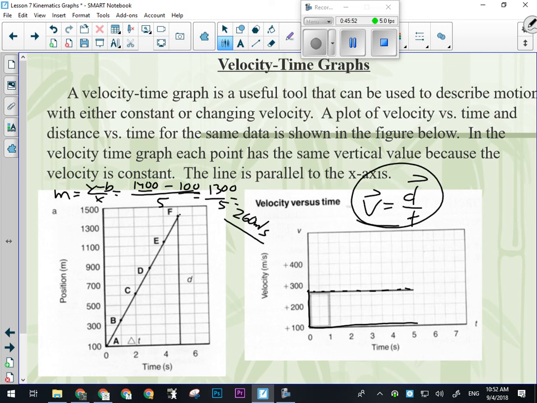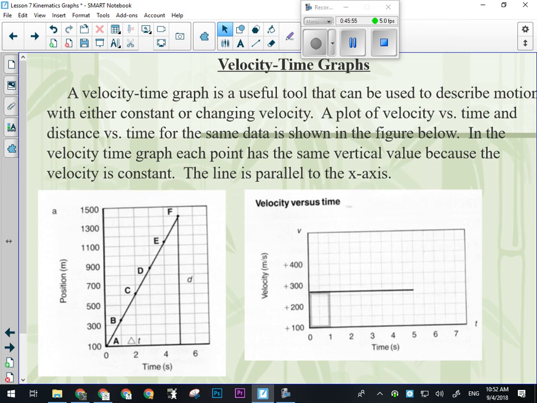All right, let's look at this graph in a different shape. Let's say that instead of having a flat line, it looks like this instead. What's that object doing? It's accelerating. Its velocity is changing from 100 to 400 over 7.5 seconds. Can I calculate its acceleration?